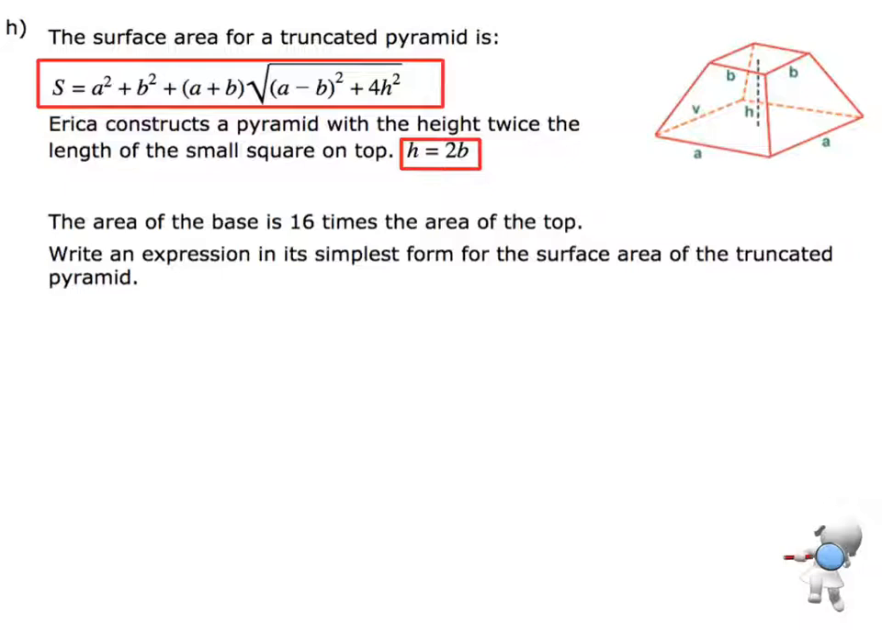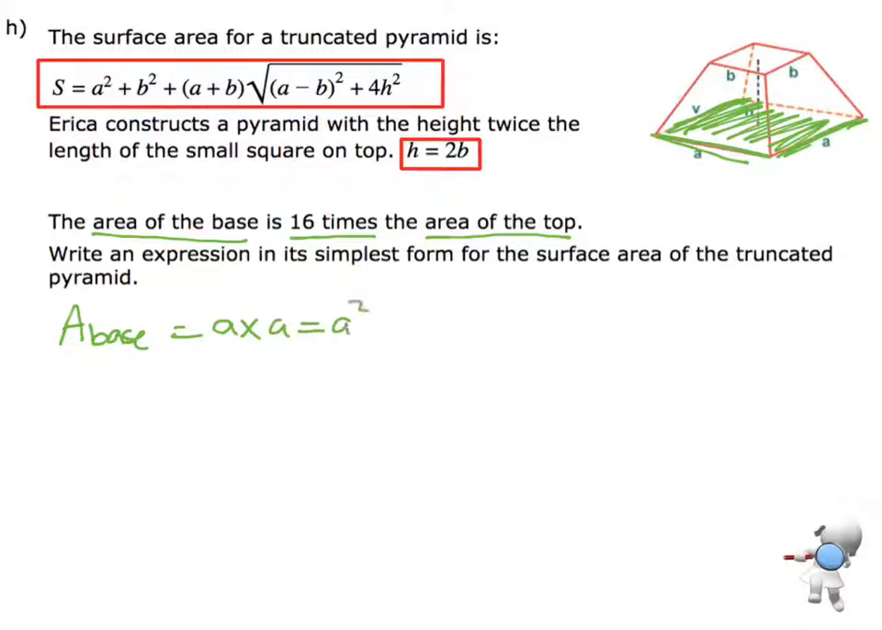Then they give us a bit more information: the area of the base is 16 times the area of the top. So in terms of the base, here's my base down here. One side is A, the other side is A because it's a square pyramid. So the area of the base I can write as A times A, which is A squared. Then it also talks about the area of the top, so that's this area at the top here, which is B by B. So the area of the top is B times B, which is B squared.